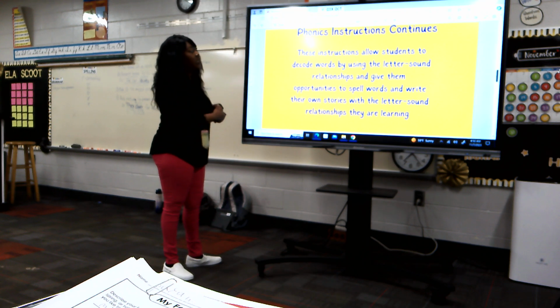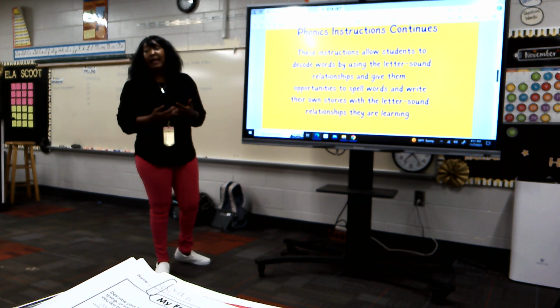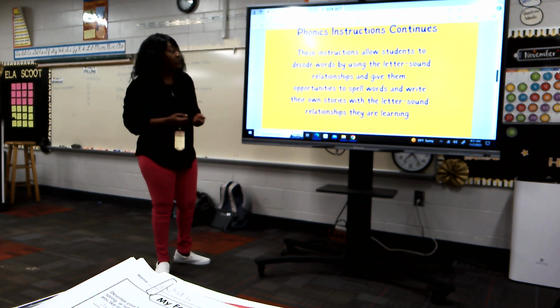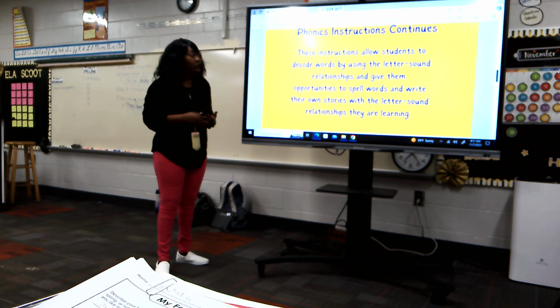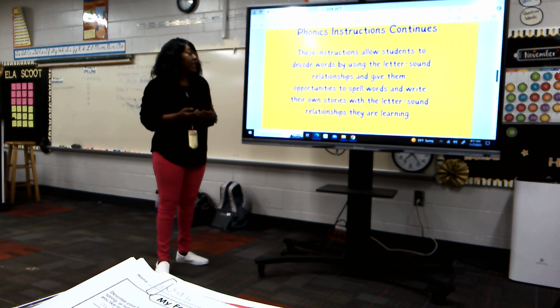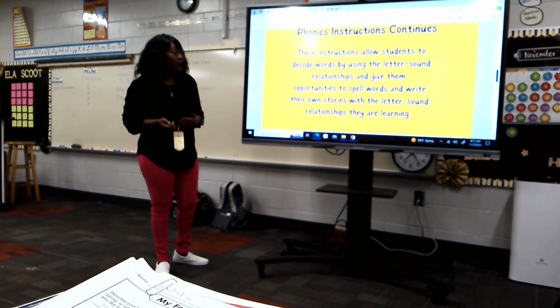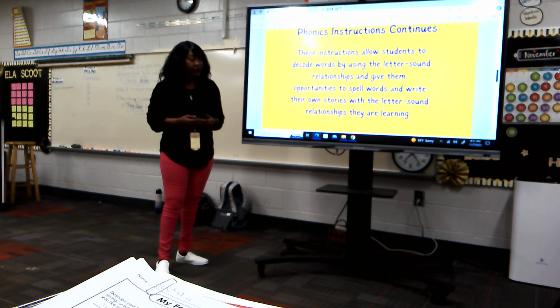Okay, let's continue to talk about phonics instruction. Systematic and explicit instruction allows students to decode words by using the letter-sound relationship and gives them an opportunity to spell words and write their own stories with the letter-sound relationships they are learning.